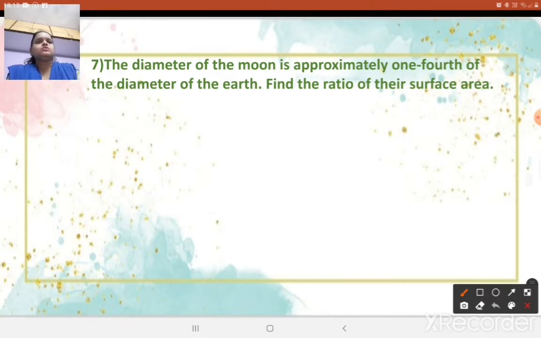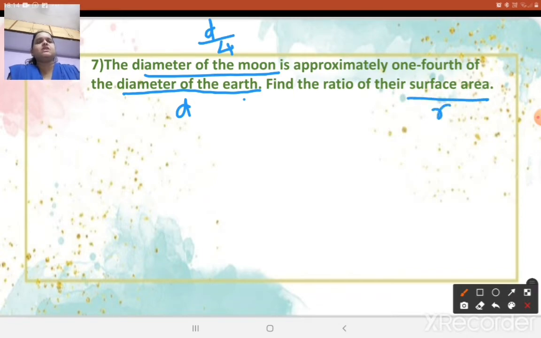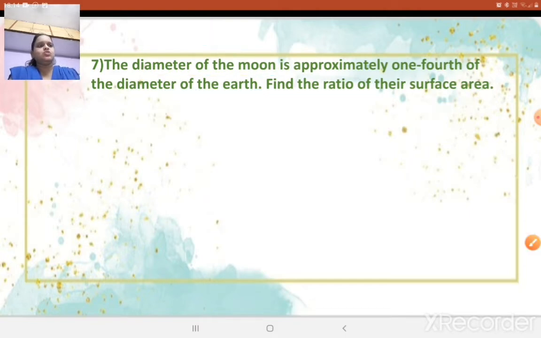Is it correct? So if I consider the diameter of the earth as d, what will the diameter of the moon be? It will become 1/4 of the earth. So if it is d, the diameter of the moon will become d upon 4. Is it correct? But to find the surface area, we require the radius. So convert this diameter into radius, then find the surface area of each and take the ratio. Let us see the solution.